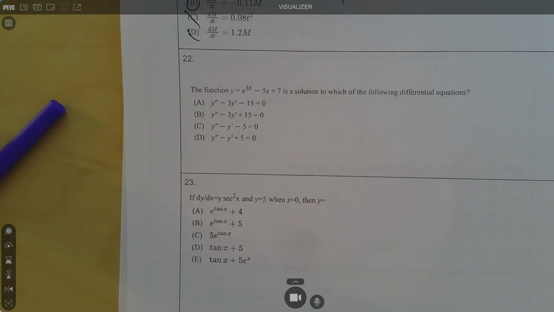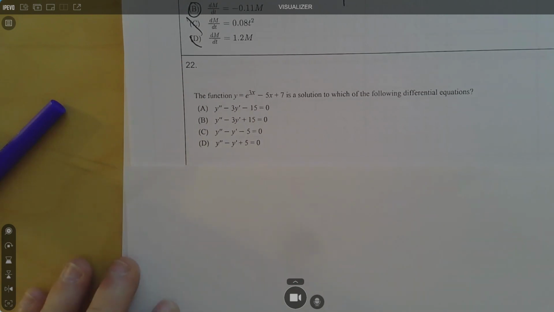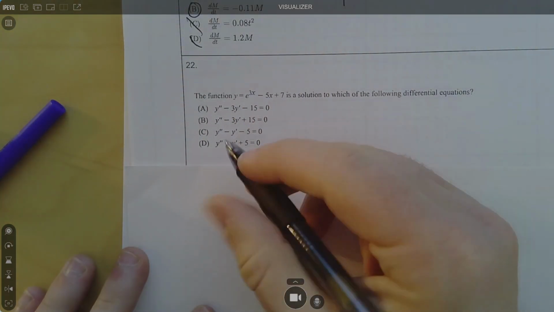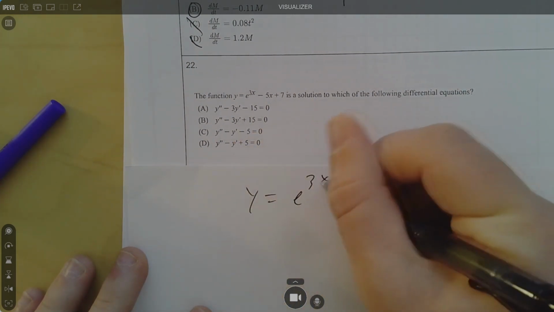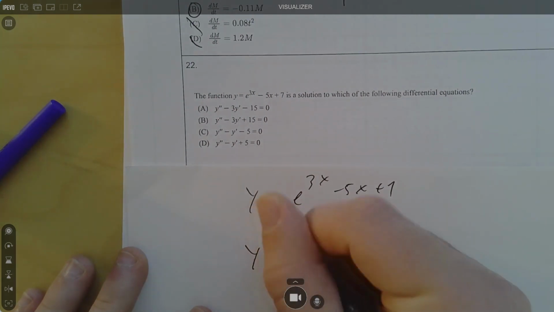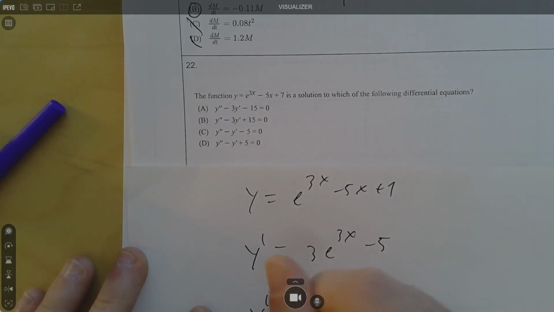22. e to the 3x minus 5x plus 7 is a solution to which of the following differential equations? Okay, so to do this, we need y prime and we need y double prime. So let's write from the start. y equals e to the 3x minus 5x plus 7. So y prime is 3e to the 3x minus 5, and y double prime equals 9e to the 3x. Okay.